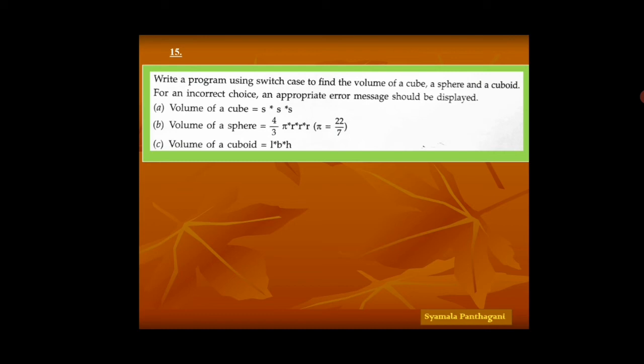Children, in this question, they did not give any case labels. In the previous program, they have given C for circle, S for square, R for rectangle. But in this program, they did not give any case labels. That's why we are going to use numeric values as the case labels.